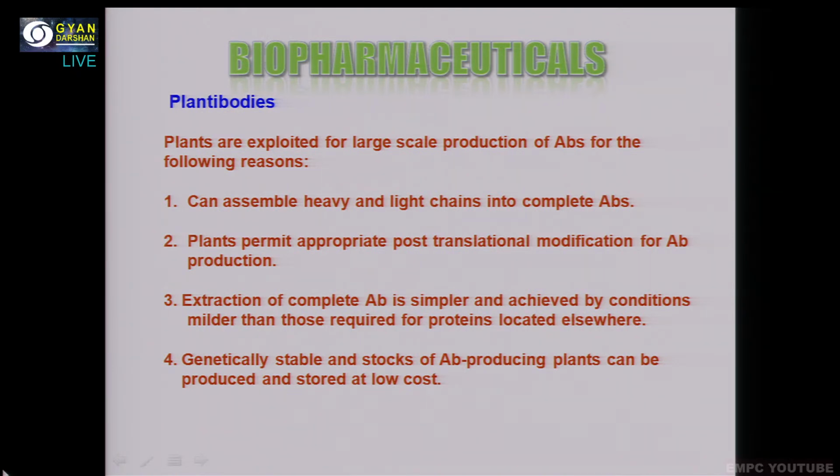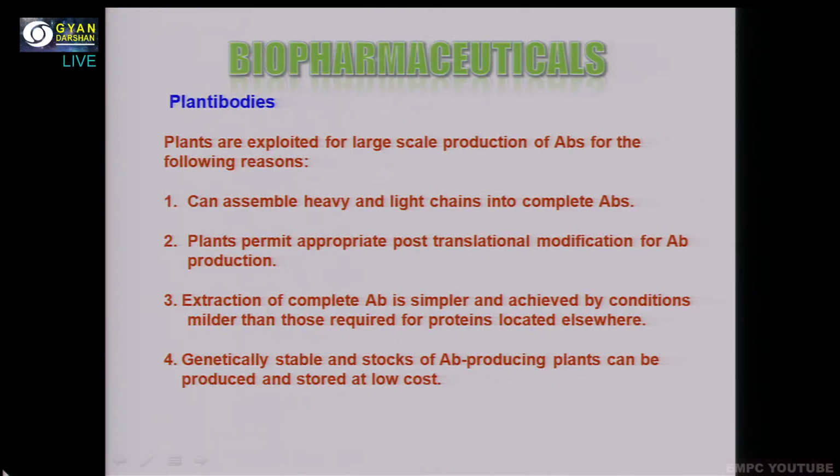Plants can be exploited for the large-scale production of antibodies because they can assemble the heavy and light chain. We know that the immunoglobulin molecule has the heavy chain and light chain. So if you clone the heavy chain into one plant system and the light chain into another plant system and then try to cross them, then in the F1 hybrid, you will generate transgenic plants which can assemble the heavy and light chain, and you get a functional antibody in the F1 hybrid.